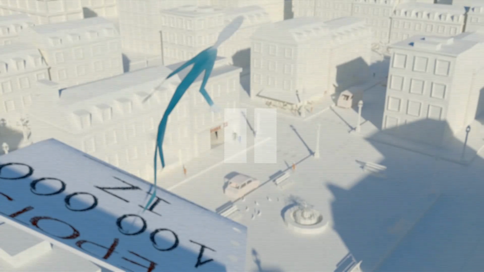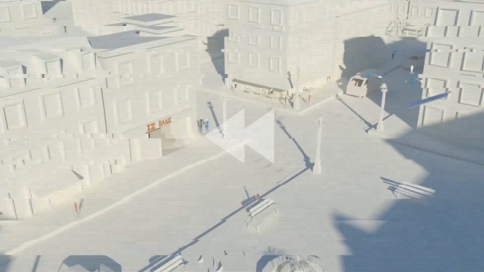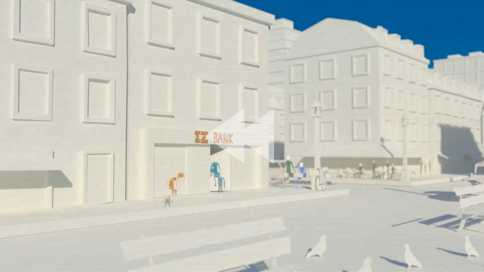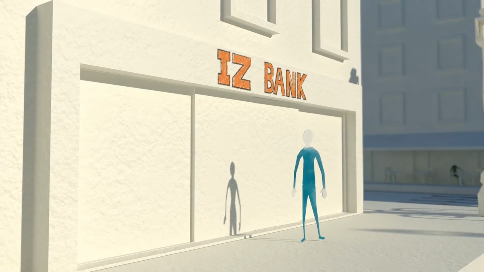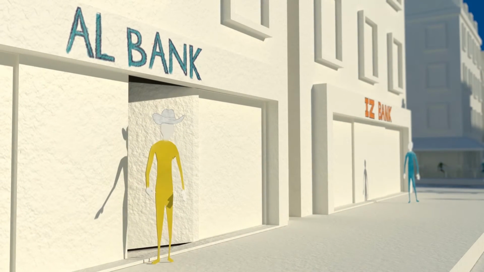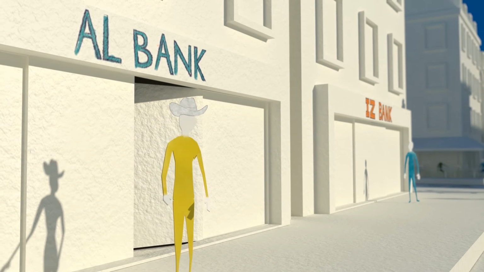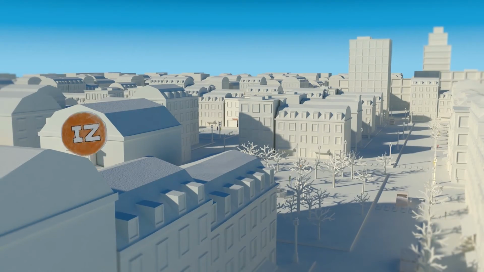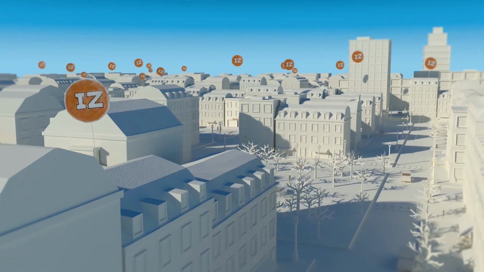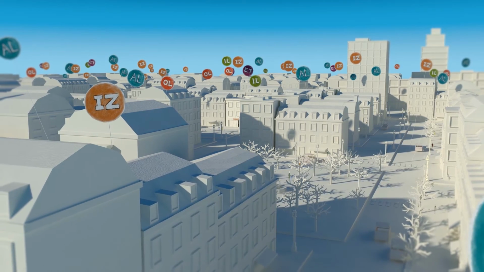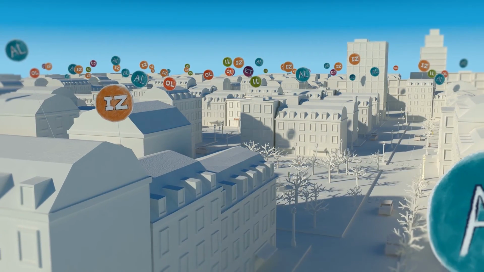But let's just go back a bit. If the owner of the ranch was a customer of IZ Bank, the IZs would circulate without any problem between the accounts of the same bank. Bad luck. The owner of the ranch is a customer of AL Bank, which creates its own currency, the ALs, and refuses categorically the IZs. Indeed, although IZ Bank has many customers, not everyone is a client of IZ Bank. And life would not be easy if each bank created its own brand of money.